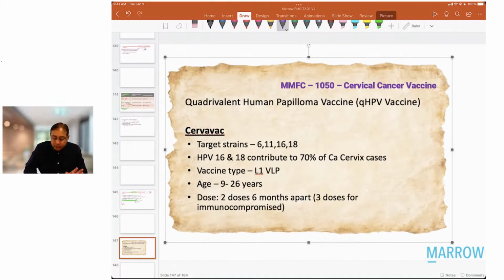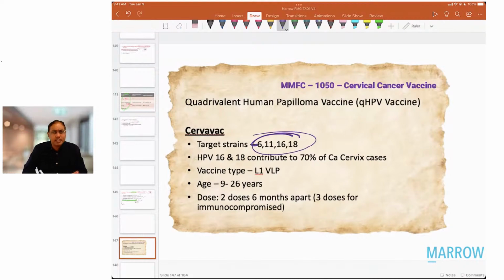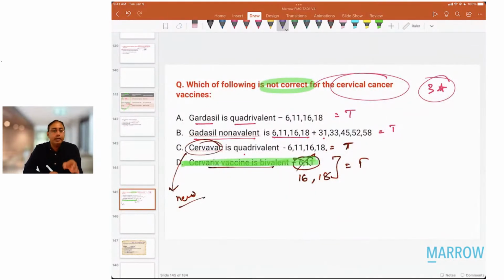Sarvavac, target strains: it is a quadrivalent vaccine, 6, 11, 16, 18. 16 and 18 are the most common strains which cause cervical cancer. This vaccine type is L1 virus-like proteins. It is approved for age group 9 to 26 years. It is given in 2 doses, 6 months apart, and 3 doses for immunocompromised. But please remember, the schedule is 2 doses with a gap of 6 months. It is a cervical cancer vaccine which has been introduced by Government of India.